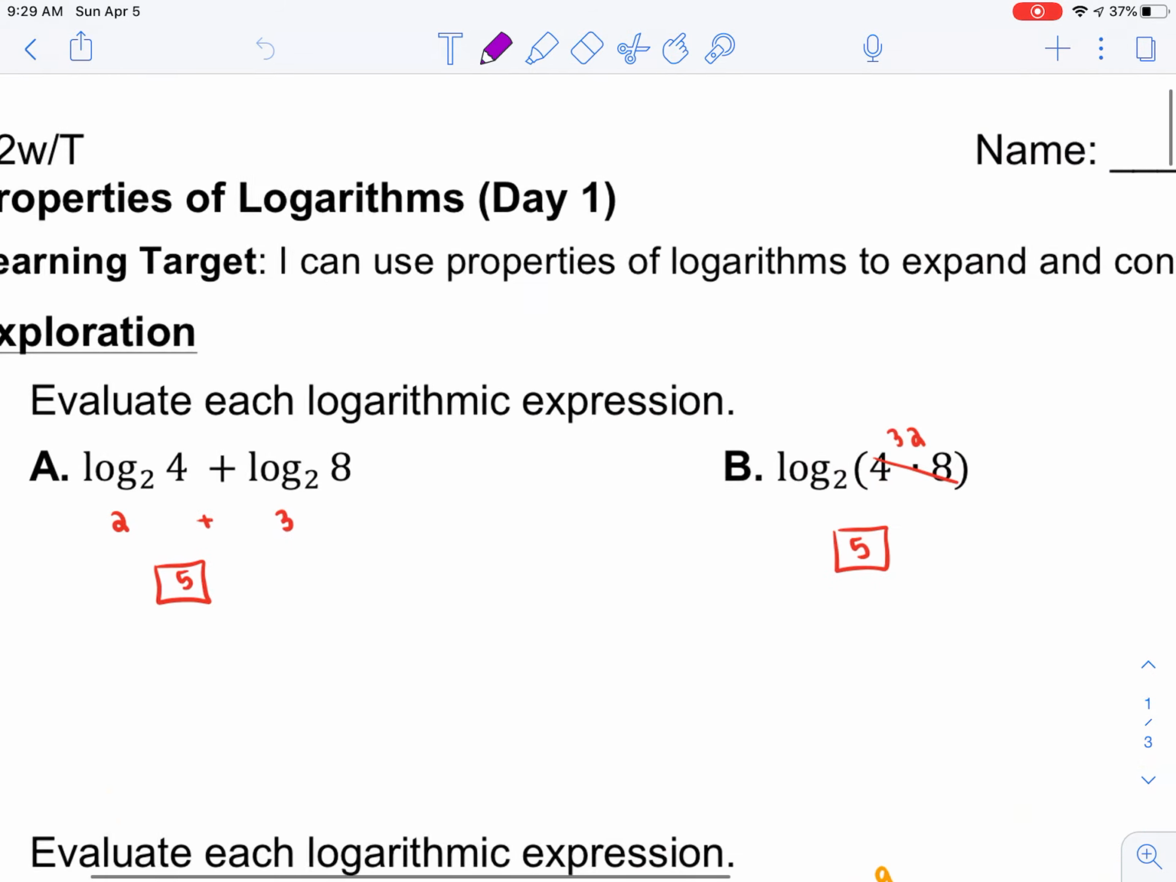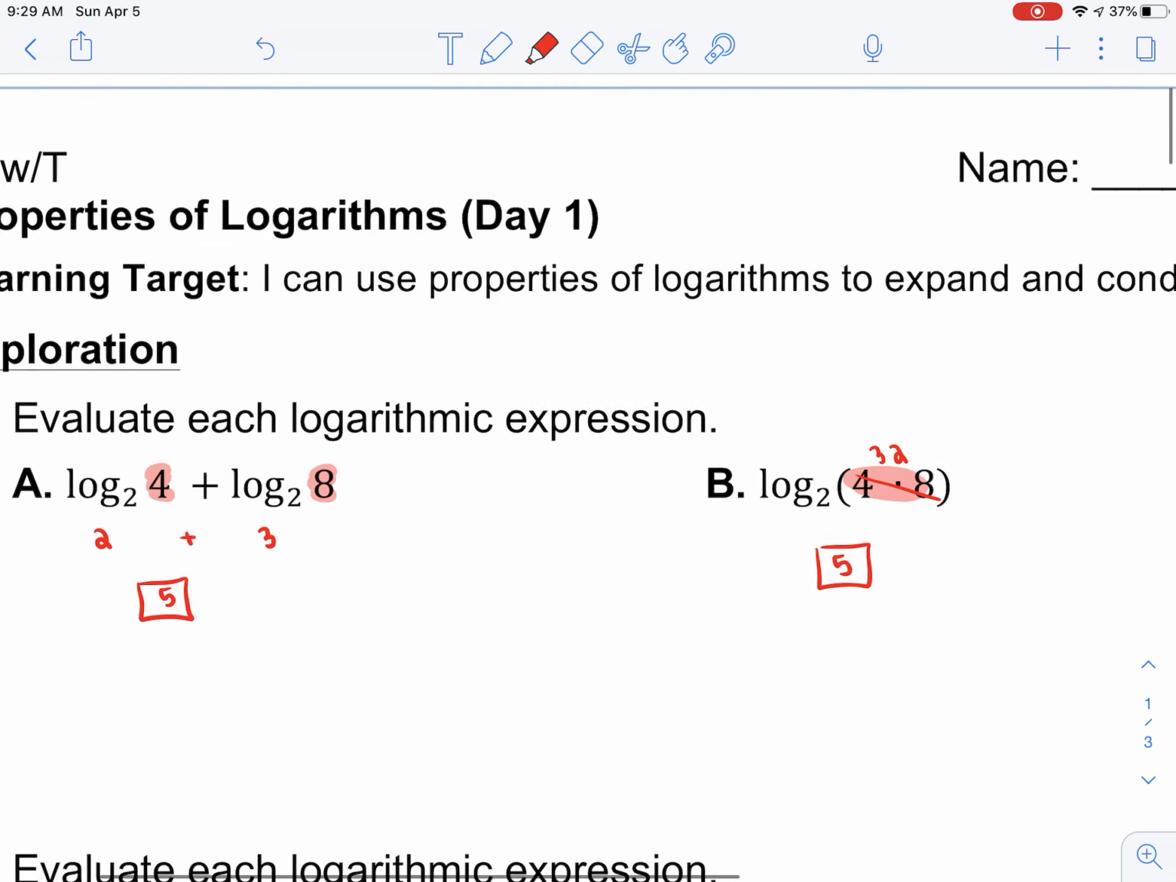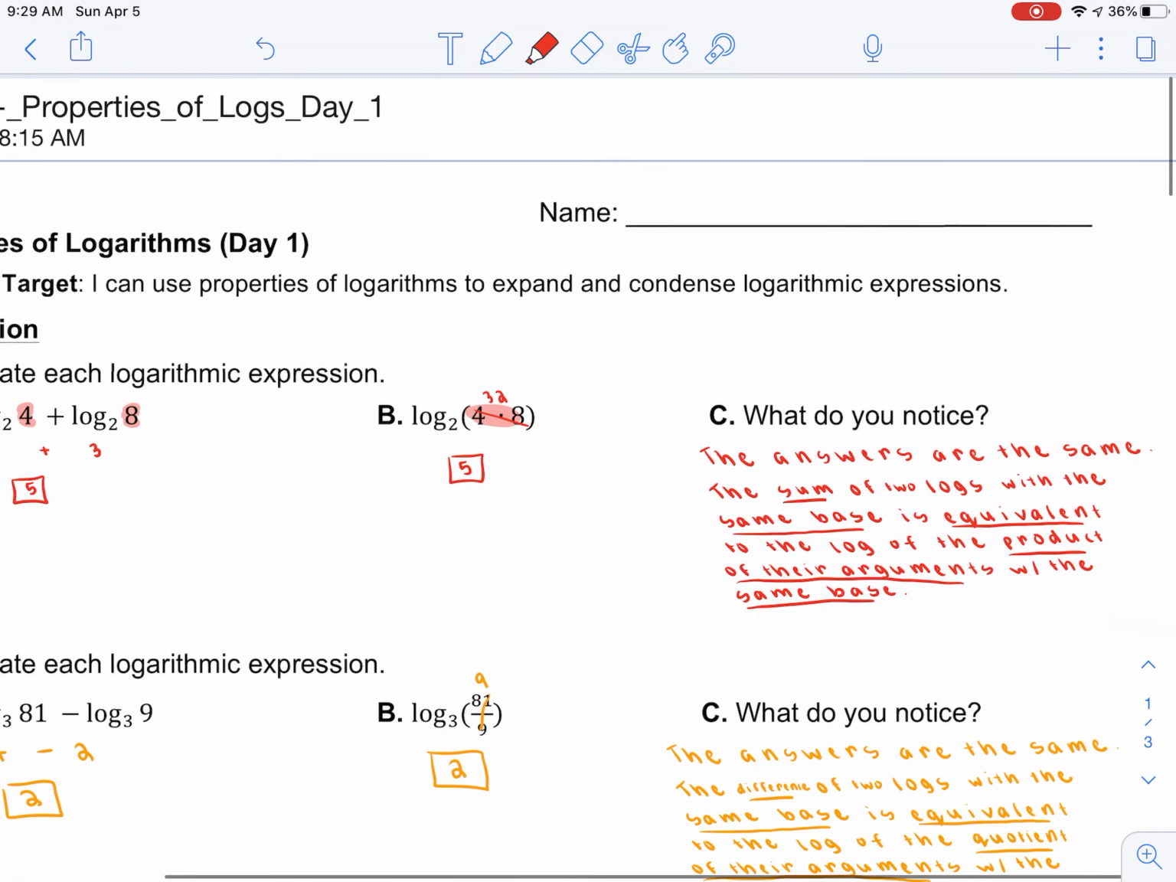Welcome back. You should notice that for the first part, you should have gotten 2 plus 3 equaling 5. And then for the second part, you also got 5. Those answers are the same, but what I really wanted you to note is that we have a 4 and an 8, and we multiply them together, and that is allowing us to get the same answer.